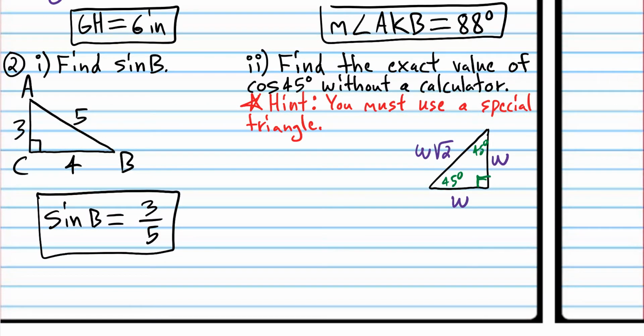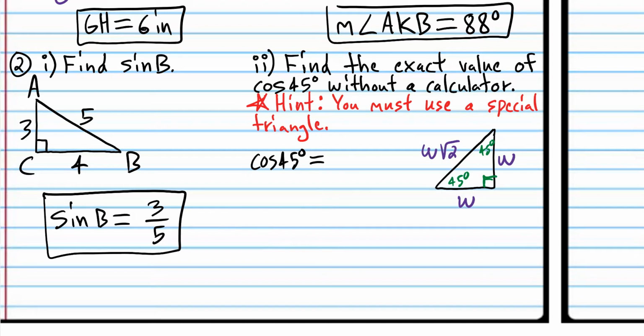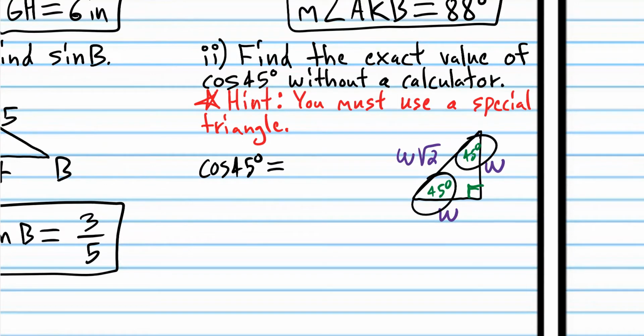Now, why do we care about that? Well, cosine 45 degrees, again, if you use your SOHCAHTOA, we see that we have cosine here. Cosine is adjacent over hypotenuse. So we can use either one of these angles. You'll get the same answer. If we use the bottom angle, then the adjacent side is omega and the hypotenuse is omega root 2.